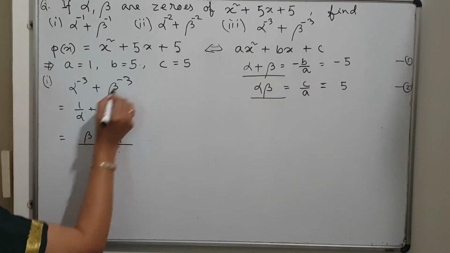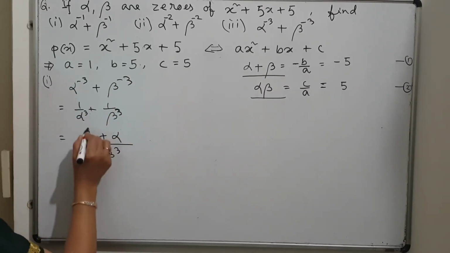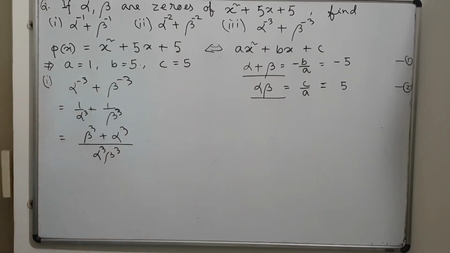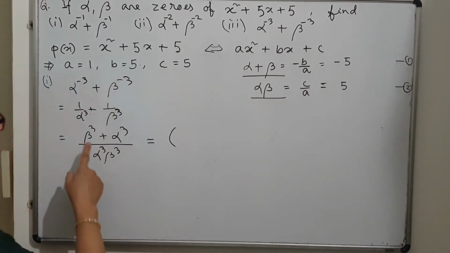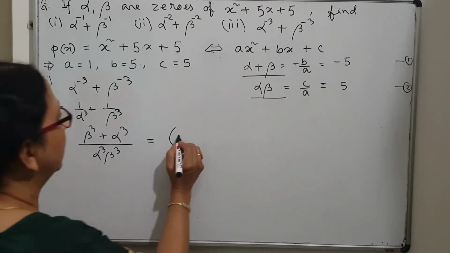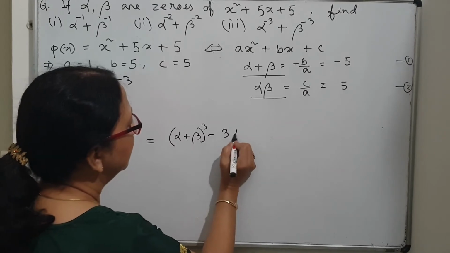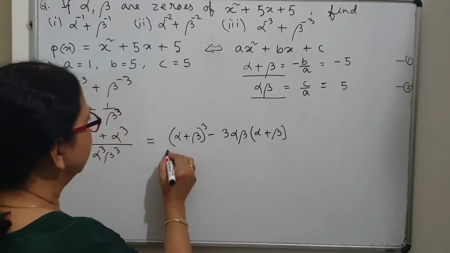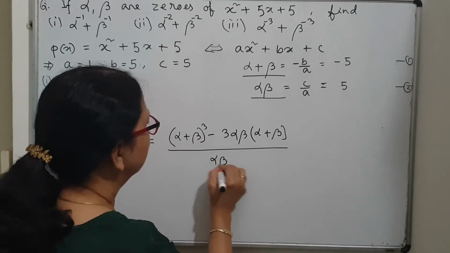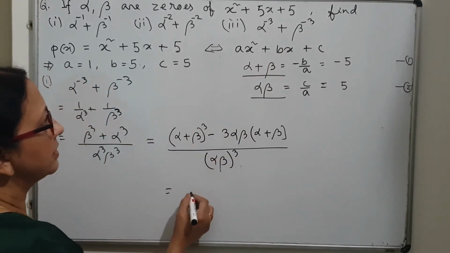Minus 3. So it is like this. Algebraic simplification, then I will be using the algebraic identity again: a cube plus b cube is (a plus b) whole cube minus 3ab into (a plus b). Then by putting the values from equation 1 and 2, you get the result.